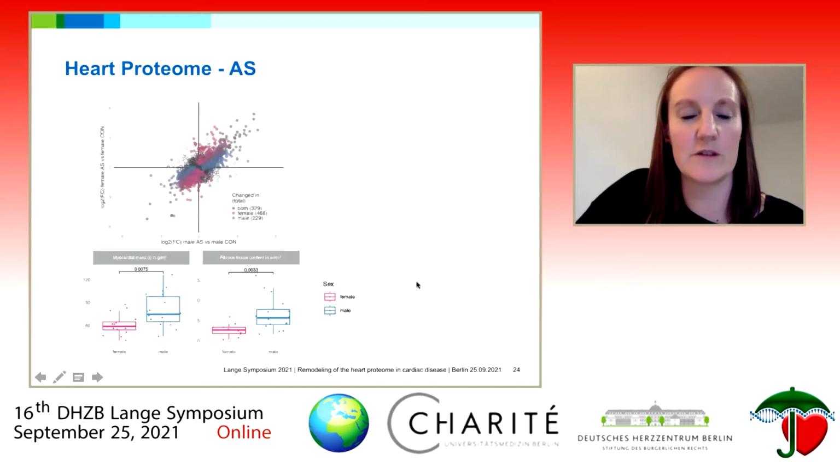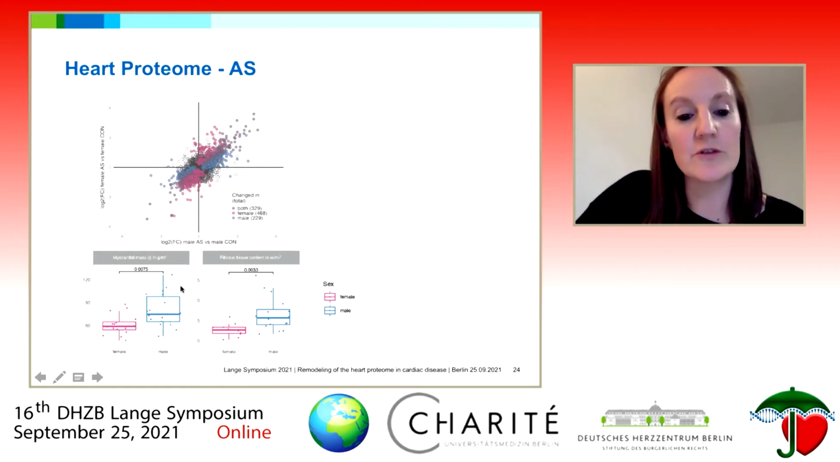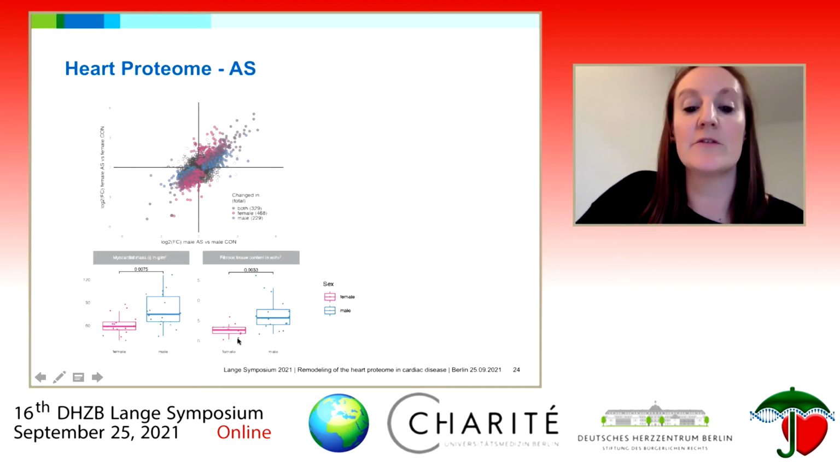aortic valve stenosis patients. Looking at female and male differences in patients with aortic valve stenosis, you see in pink protein expression levels which were selectively only changed in female patients, and in blue proteins which were selectively only changed in male patients. And clinical imaging as well showed significantly higher myocardial mass index in male patients than in female patients, and as well a significantly higher amount of fibrous tissue content in male patients than in female patients.